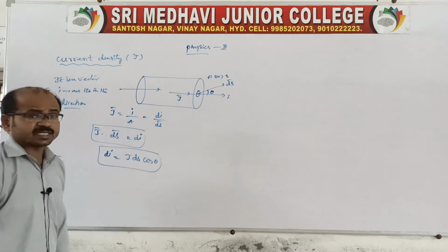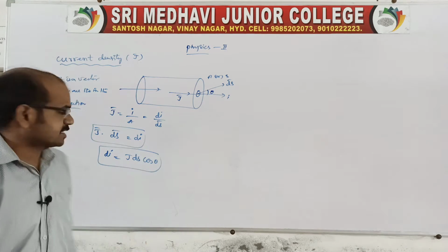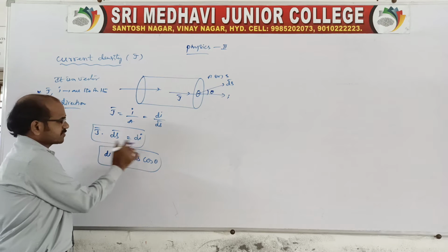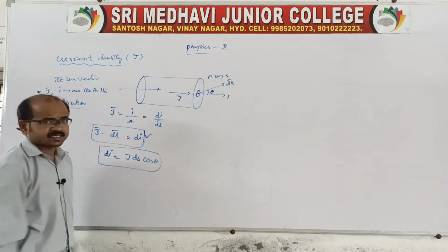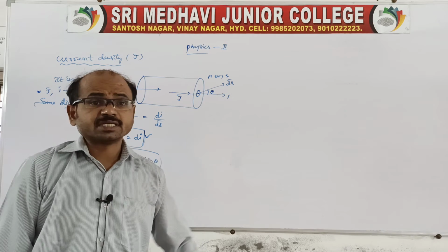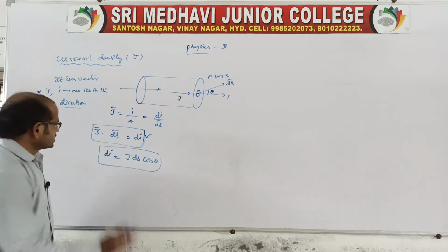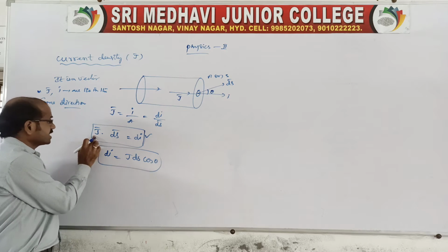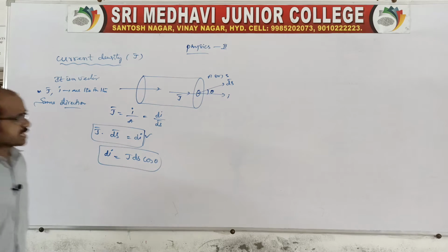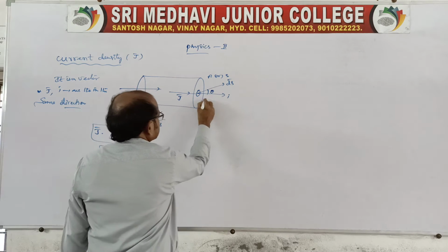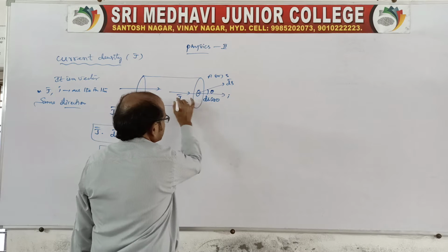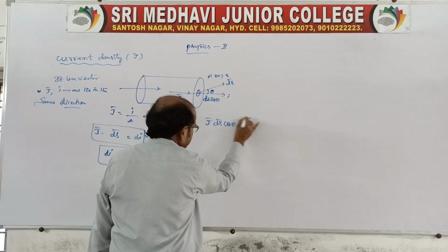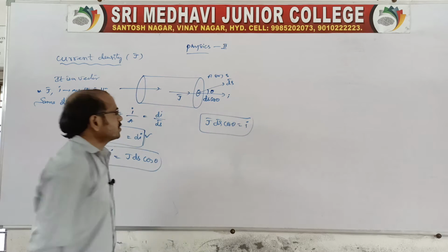Current is equal to J ds cos theta, because the dot product of any two vectors is a scalar. Of course, current is a scalar. In the previous class I told you very clearly, current is a scalar. So J dot ds is equal to di. Current is a scalar, whereas J is a vector. We can also take it like this: ds bar can be resolved into components, so J ds cos theta is equal to I. So this is about current density.